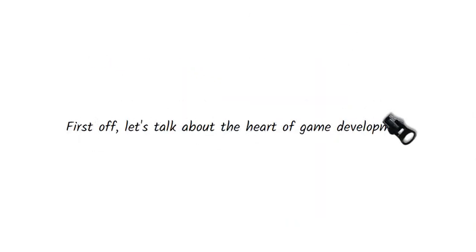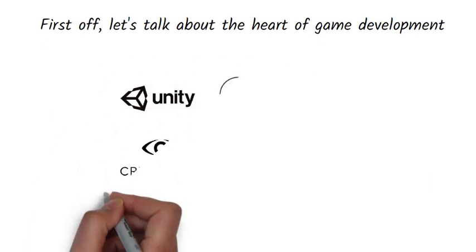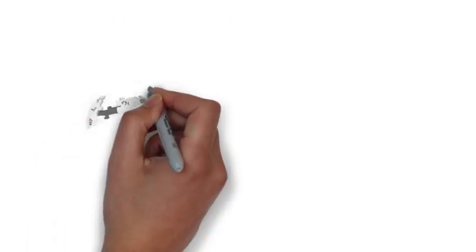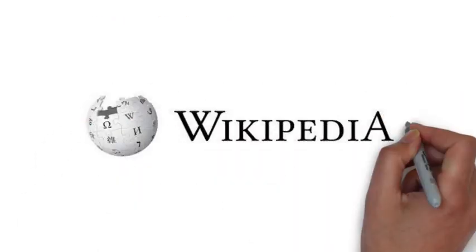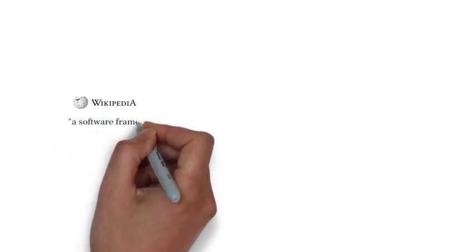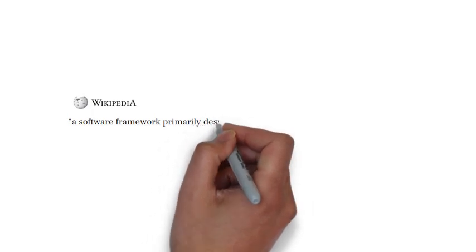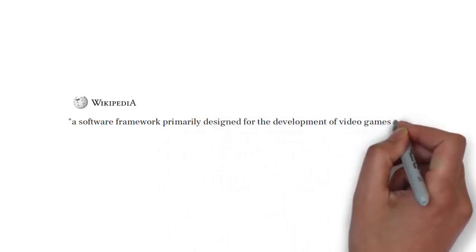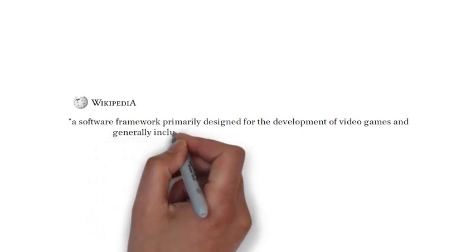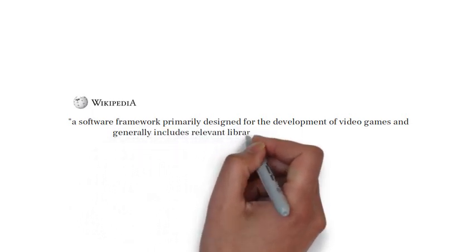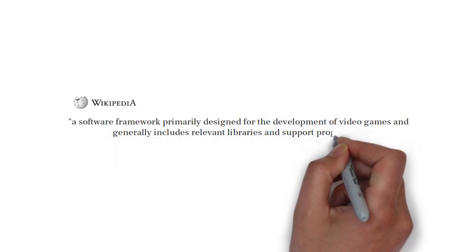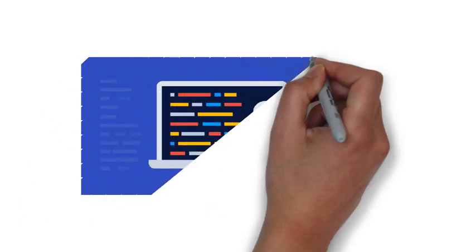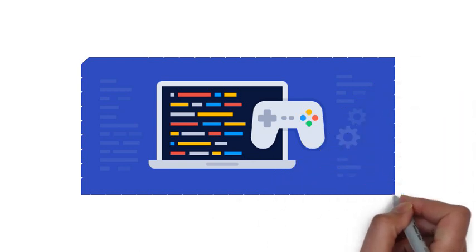First off, let's talk about the heart of game development, the game engine. According to Wikipedia, a game engine is defined as a software framework primarily designed for the development of video games and generally includes relevant libraries and support programs. To understand this, first let's understand why and how game engines came to life.